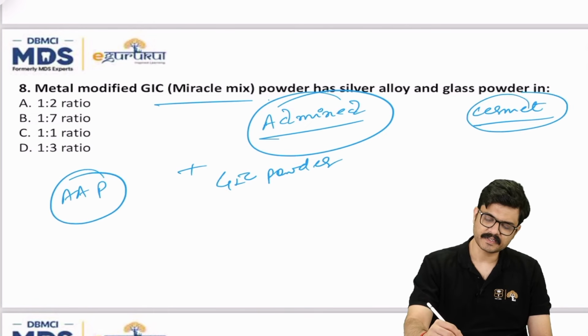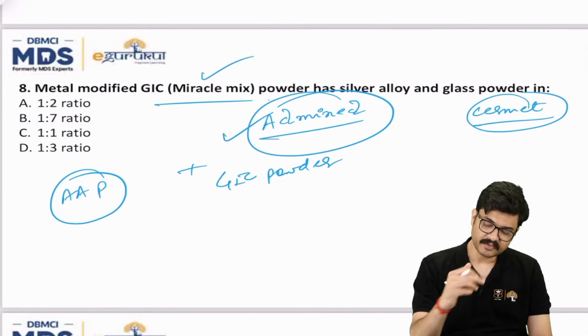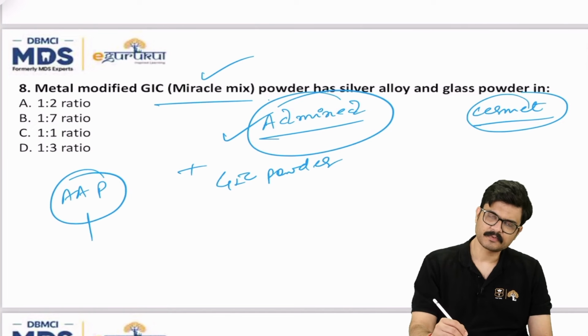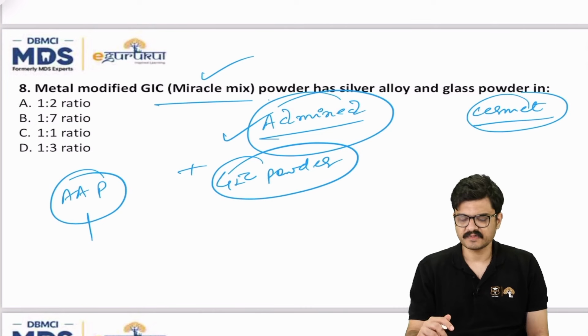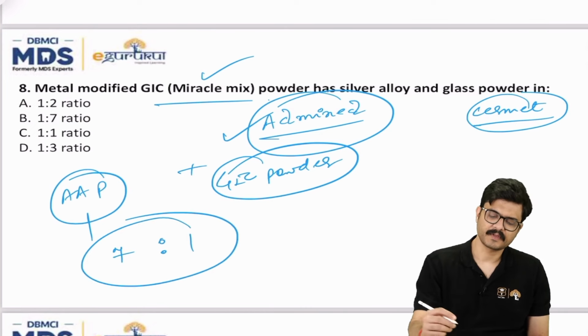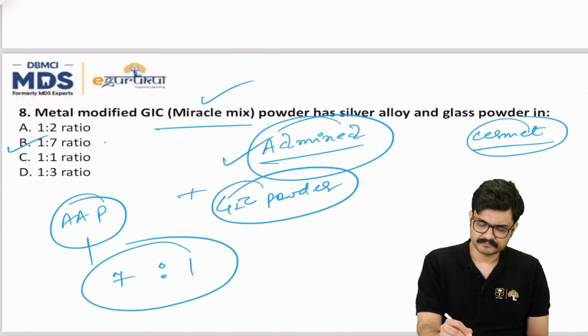Here it's asking about the admixed or the miracle mix or the metal modified GIC. Now in this, almost 70 to 80% is the amalgam alloy powder, and the rest, around 15 to 20%, is GIC powder. So the ratio is 7:1 actually, right? But here the options are 1:7. So of course there's a misprint here.